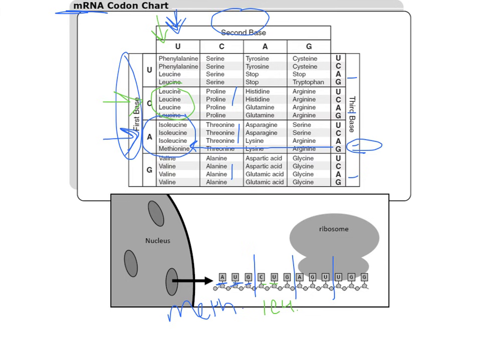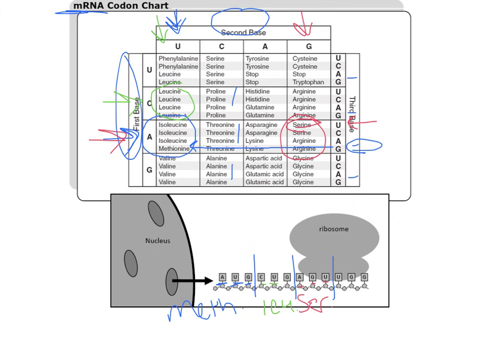Let's do them all, just so we can see how we would read this chart. Our next one is A, so I'm back in this A row. I've got G, so now I'm over here in the G column, and now I have choices. So I need to look at my third base. I use that U, so I'm at serine.